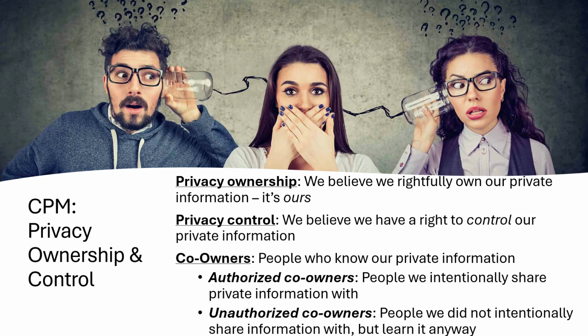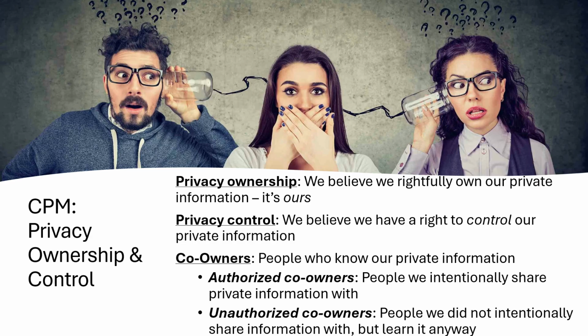Unauthorized co-owners are unfortunately people that we did not choose to disclose information to, but they have somehow gained access to our private information anyway. So, this might be through another authorized co-owner, right? So, maybe you told your best friend something, and then your best friend has now shared this information with somebody outside of the two of you. There's another possibility where an unauthorized co-owner exists because they came across the information on their own or found out some other way, right? But these are people that you did not choose to share your information with.